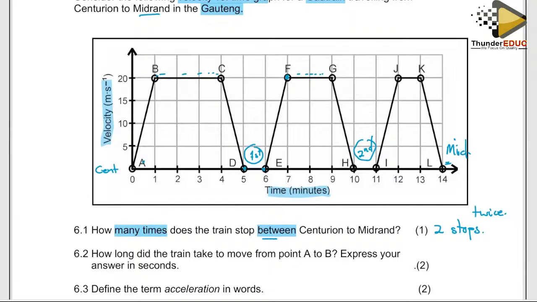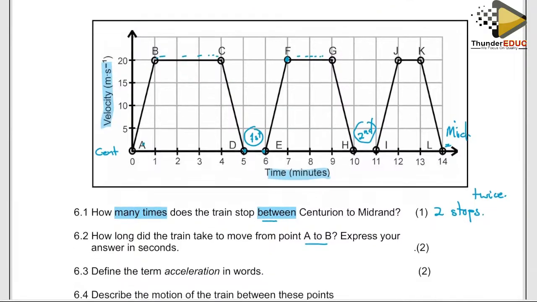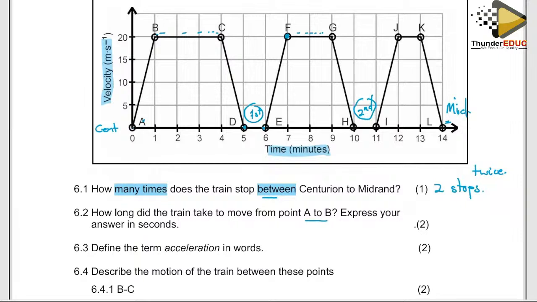Then 6.2 reads: how long did the train take to move from point A to B, and express your answer in seconds, right? So in terms of this, from A to B there is a period of 1 minute, right? So that 1 minute is equivalent to 60 seconds. So that's our answer there.